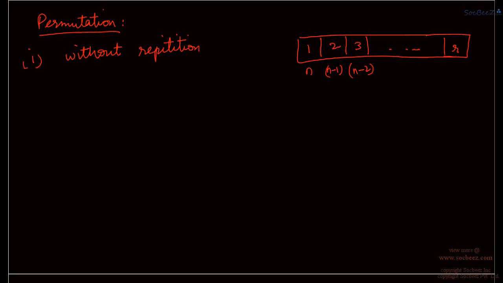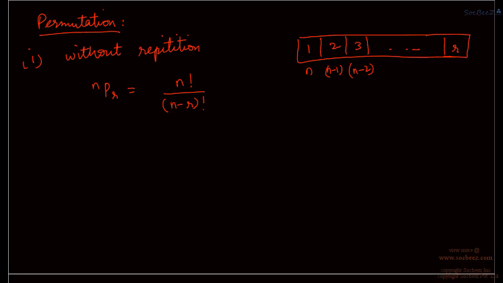So we get a result for this, and that is actually nPr, which is n factorial by n minus r factorial. Okay. So this is the total number of ways I can permute n objects taking r at a time, or I can arrange n objects taking r at a time.